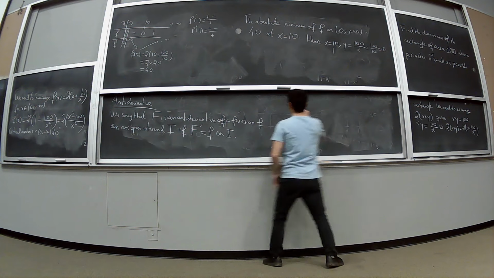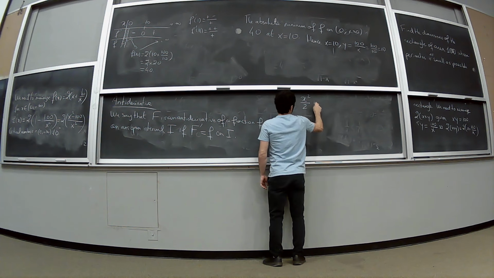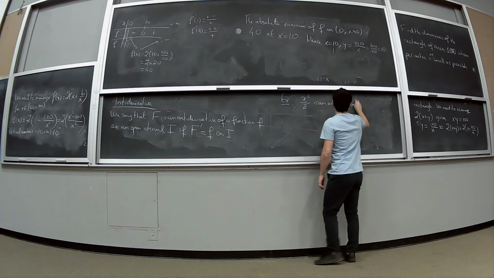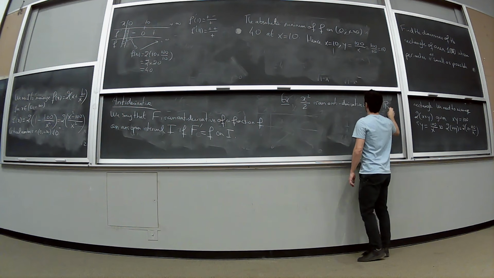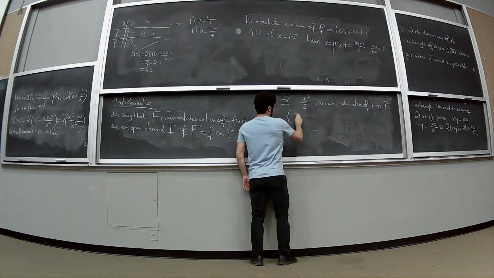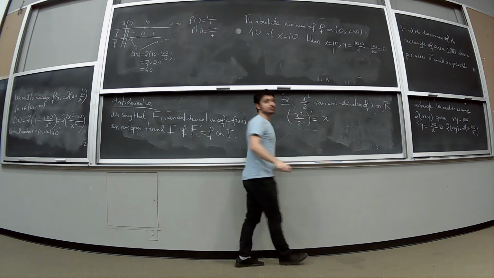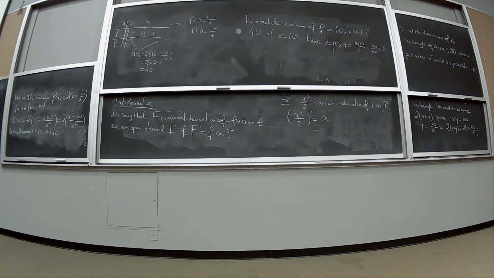Example: x squared over 2 is an antiderivative of x on R. Why is that? Because the derivative of x squared over 2 is x. Okay, so we say that big F is an antiderivative of little f if just the derivative of big F is equal to small f. Are we good here? This is just an equation. This is just a definition.